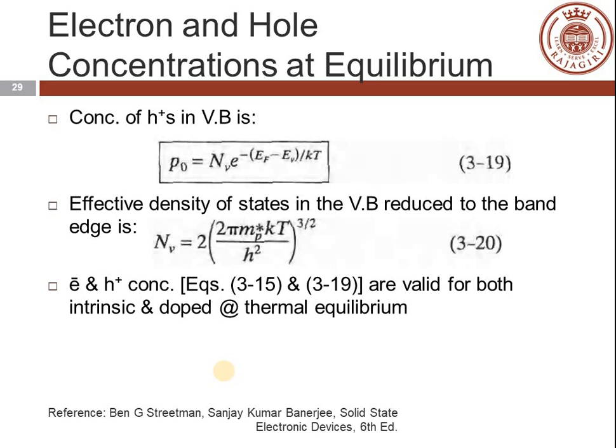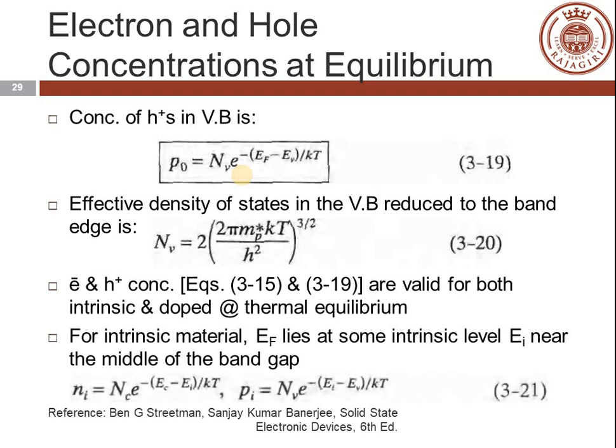Now, electron and hole concentrations are valid for both intrinsic and doped semiconductors at thermal equilibrium. That is equations 15 and 19. Equation 15 is the n0 equation, that is n0 equals Nc times e to the power minus (Ec minus Ef) divided by kT, and 19 is p0 equals Nv times e to the power minus (Ef minus Ev) divided by kT.